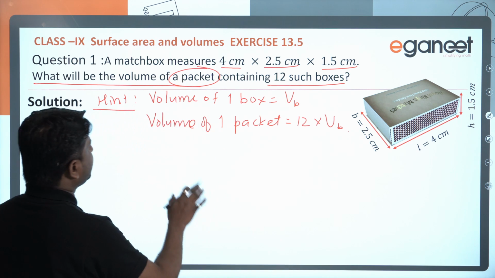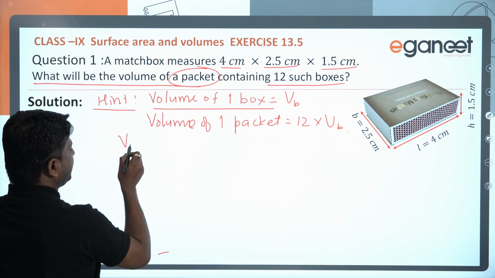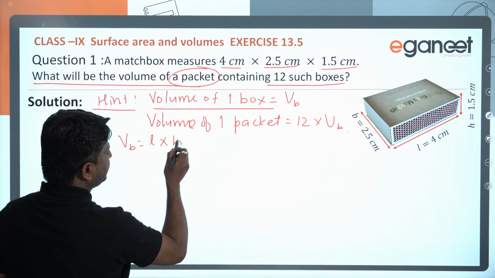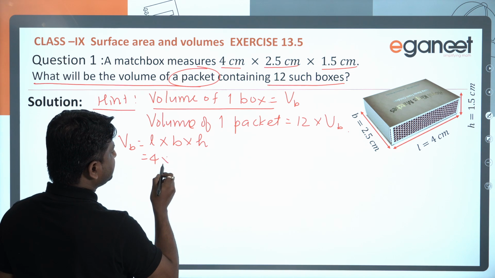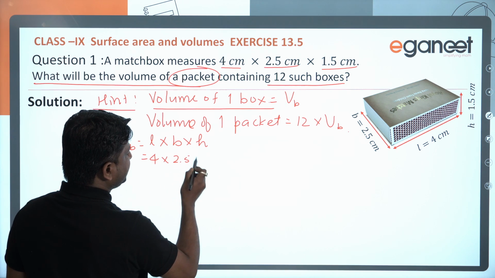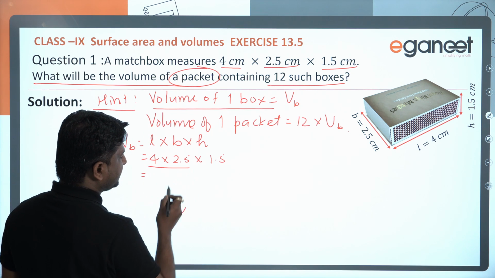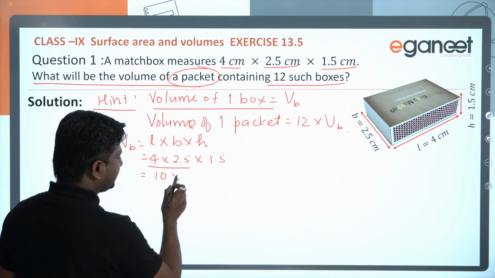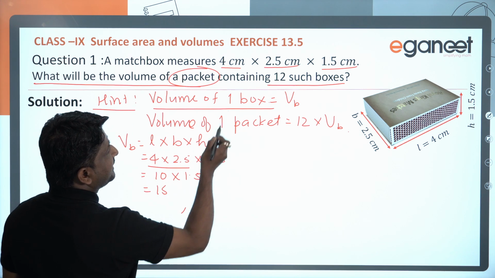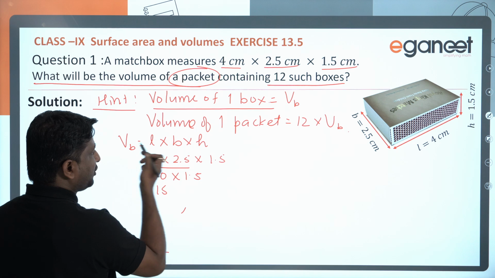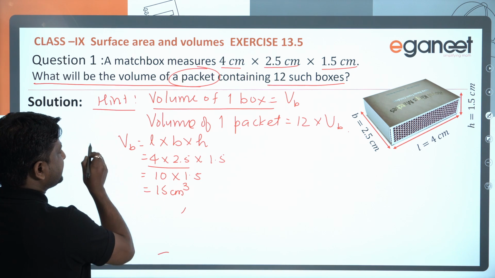Let's solve it. Okay, first we'll find out the volume of one matchbox. That is equal to length into breadth into height. What is the length? It is 4 cm, breadth is 2.5 cm and height is 1.5 cm, right? 4 times 2.5 will be 10, times 1.5 will be equal to 15. Length, breadth and height are given in centimeters, so the volume of one matchbox will be equal to 15 centimeter cube, right? That's step number 1.